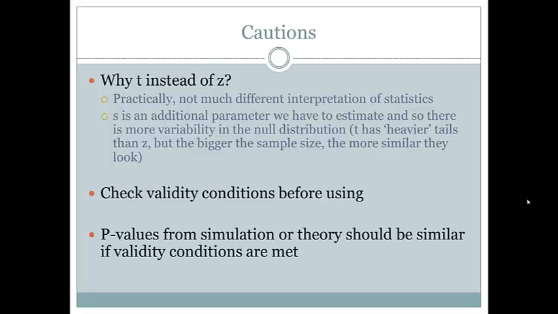s is an additional parameter we have to estimate from the data. This additional parameter means that there's actually more variation in the null distribution. There's less things that we know. So a t-distribution looks like a bell-shaped curve, except it has what we call heavier tails, meaning there's a little bit more variation than in a normal distribution, a z-distribution. But for all intents and purposes, they're not much different. And as it turns out, as the sample size increases, t looks a lot like z anyway. So the way practically that we interpret t-statistics is pretty much just like z-statistics.